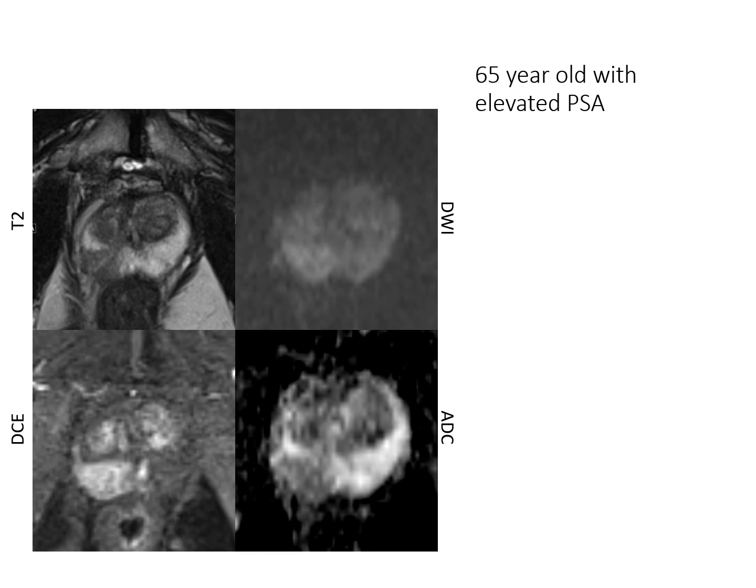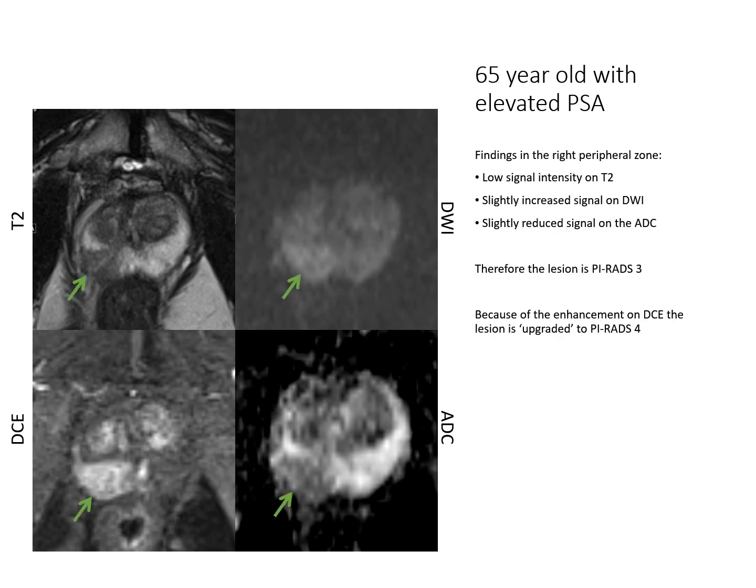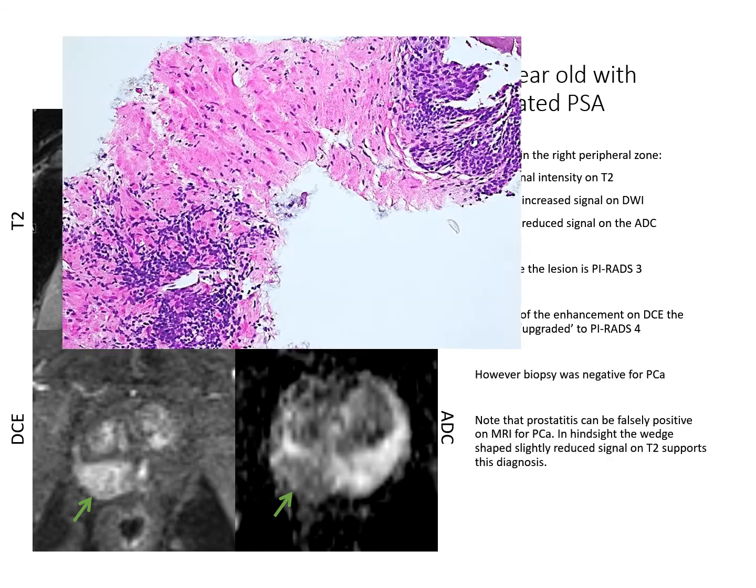Okay, this is another case of a chap with elevated PSA, and you've got the peripheral zone, and you've got some streaky reduced signal on T2. It looks like there is some restricted diffusion because there's increased signal and there's reduced signal on the ADC, and it's also enhancing on the post contrast. So we said this is a PIRADS 4 because of those findings. But what we found is that actually this was prostatitis.